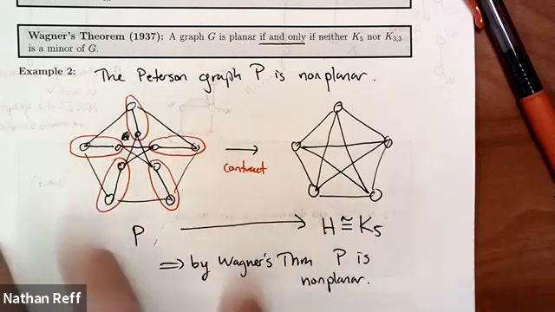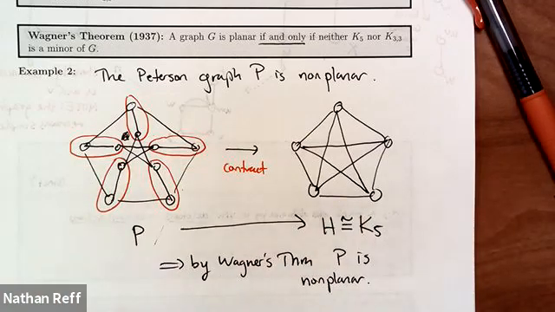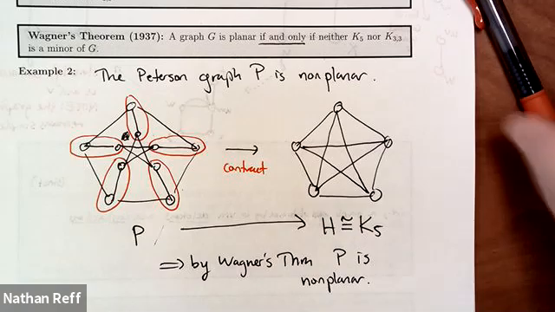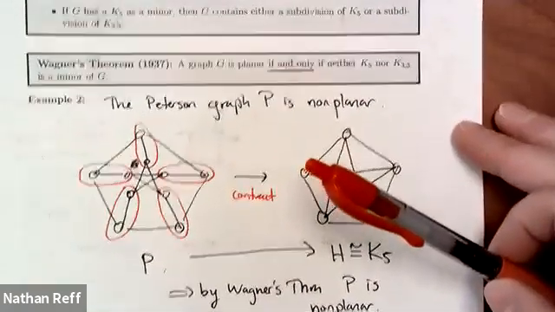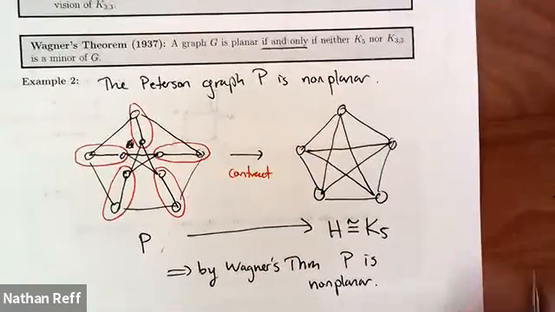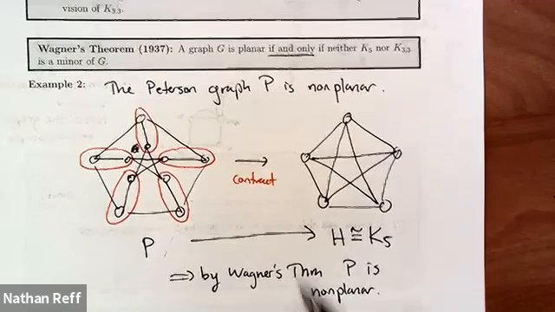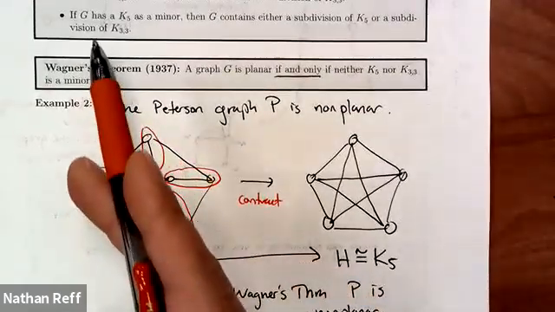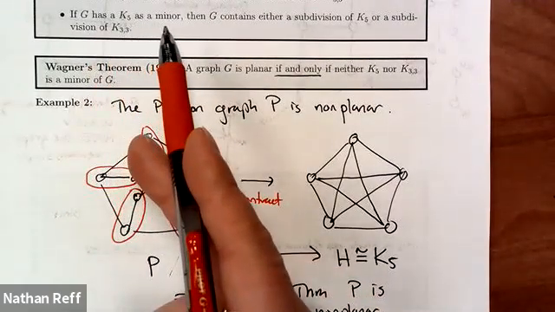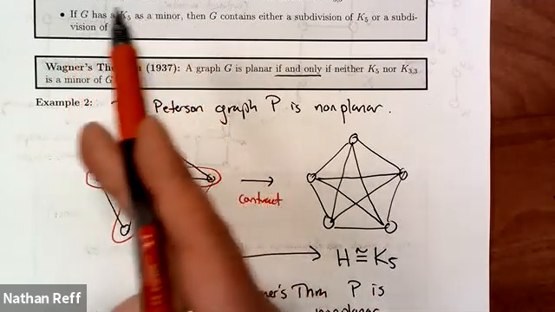So Wagner did all the difficult work because if you think about it, he essentially showed the connection between minors and these subdivisions. So in his proof, well, let me give you a second. Everyone write all this. I'll go back. I just wanted you to see right here, if G has K5 as a minor. So that's the situation we're in, right?